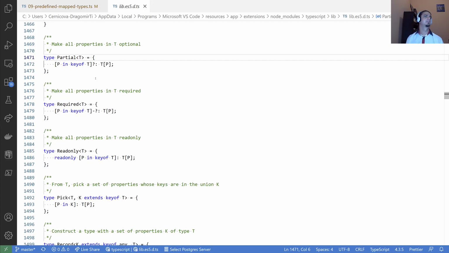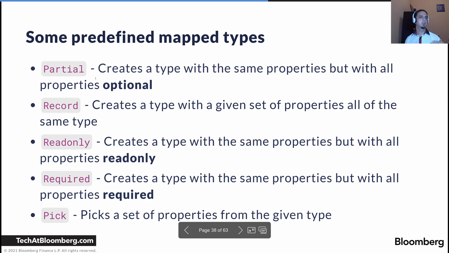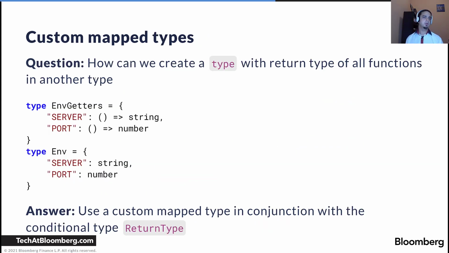Let's see something that we could not solve just using these predefined mapped types. And the question that I pose to you is very simple. Let's say we have an existing type that contains keys, and for each key we have a function that returns something. And we want to create a new type with the same keys, but for each key we have the return type of the original function instead of the function itself.